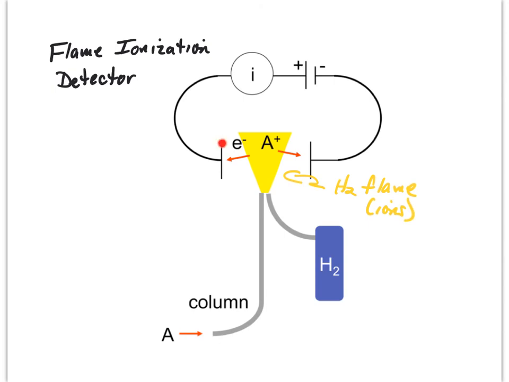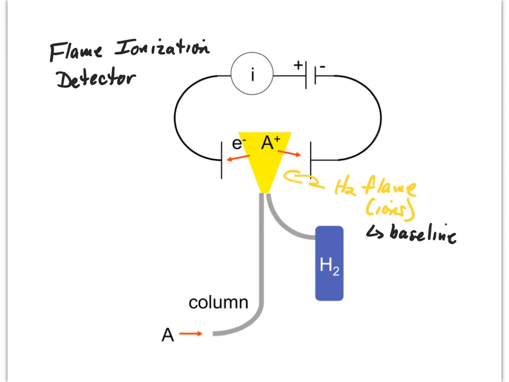And so that flame is between two electrical plates. And so we can measure the electrical conduction across those plates. There's a power supply. And that current is measured by the detector, okay? Now, as long as there's no other material coming out of the column, the only thing causing ions in the flame is the hydrogen, and so there's a fairly low and constant conductivity. So the hydrogen flame creates the baseline.